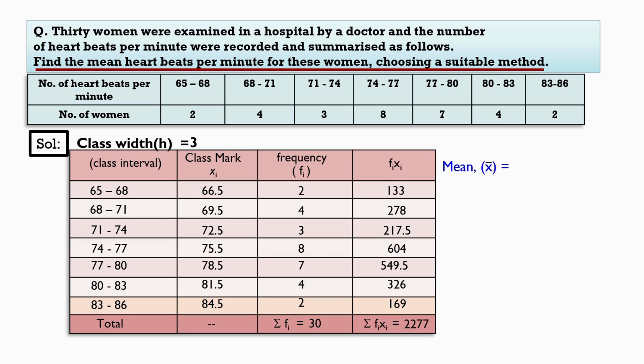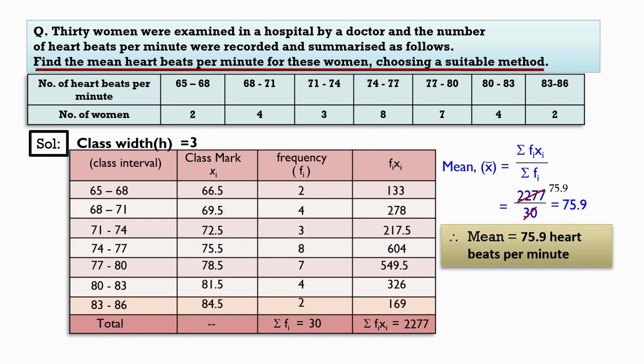Now mean, that is X bar, will be equal to summation of Fi Xi divided by summation of Fi. So now we put the values. So finally we got the mean as 75.9.